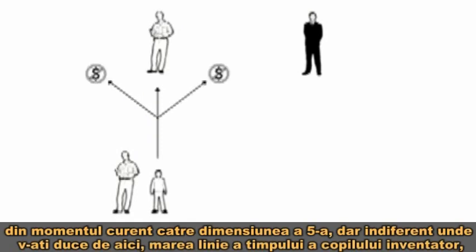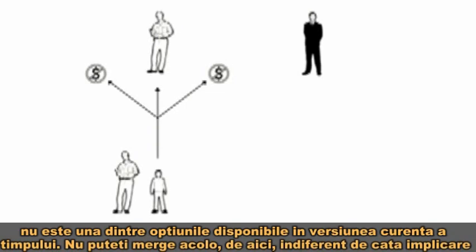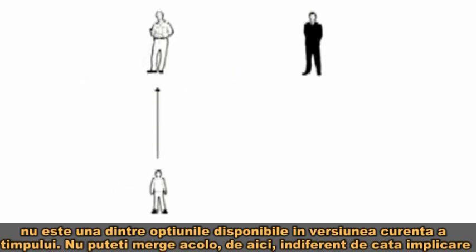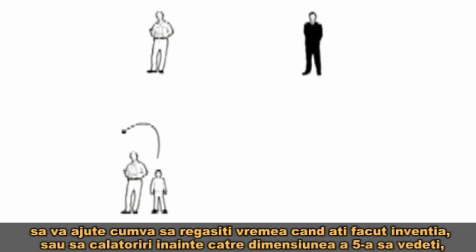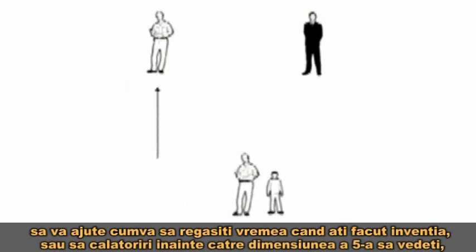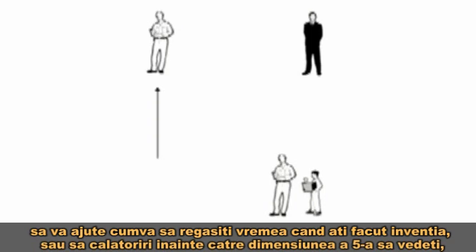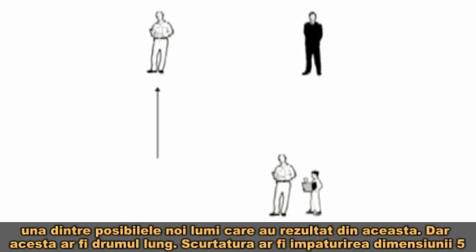But no matter where you go from here, the great child inventor timeline is not one of the available options in your current version of time. You can't get there from here, no matter how much choice, chance, and the actions of others become involved. There are only two ways you could get to that world. One would be to travel back in time, somehow trigger the events that caused you to come up with your invention, then travel forward in the fifth dimension to see one of the possible new worlds that might have resulted.